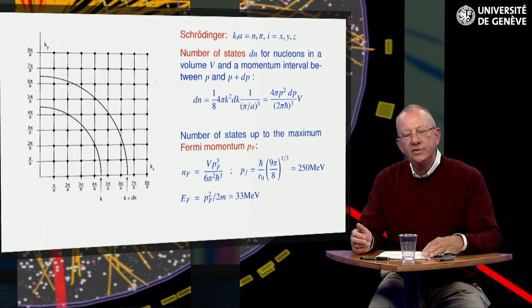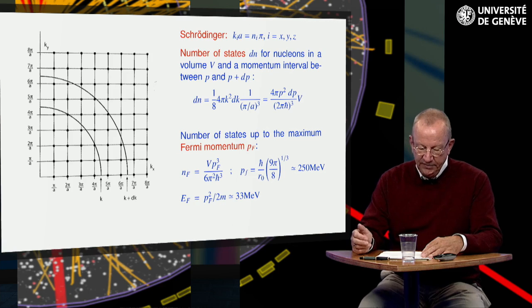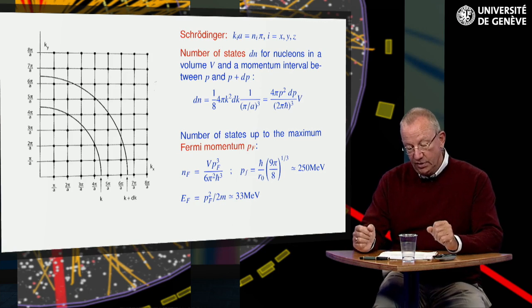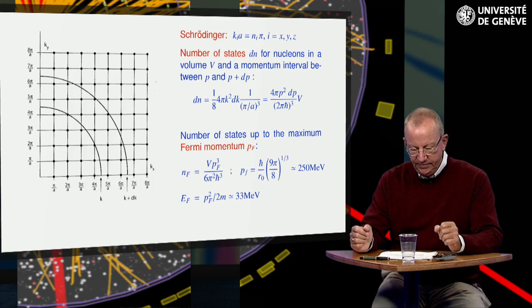The energy corresponding to the maximum momentum is what is called the Fermi energy, EF. It is approximately 33 MeV, independent of A. The result is in fact also independent of the shape of the confinement volume.